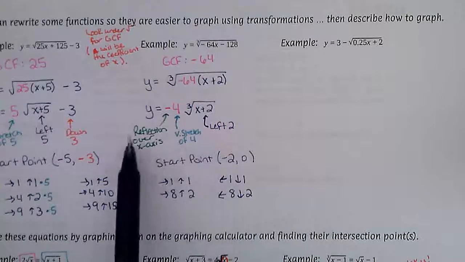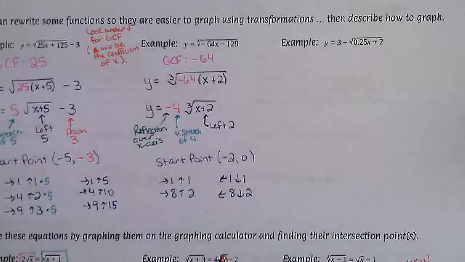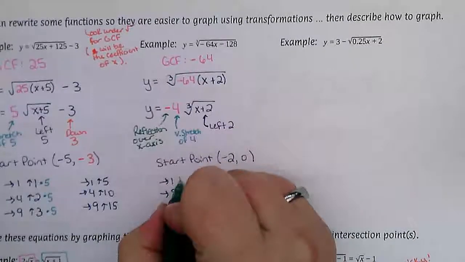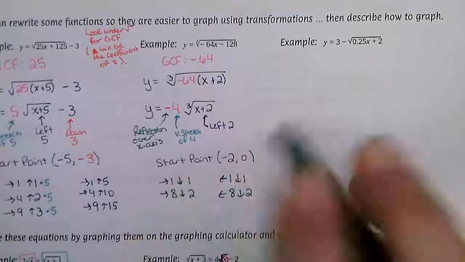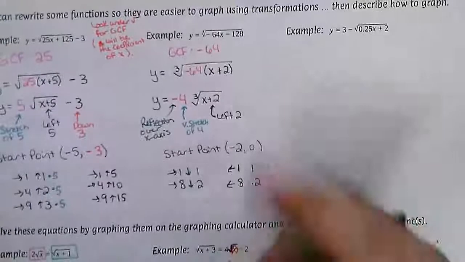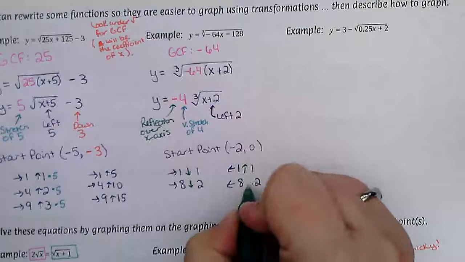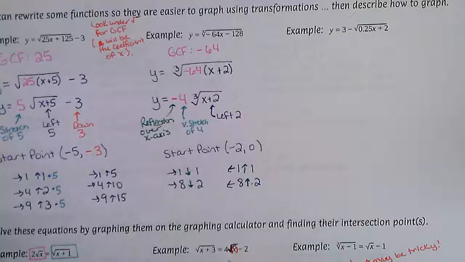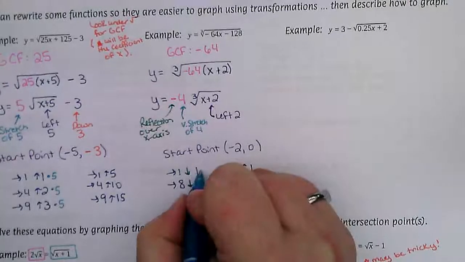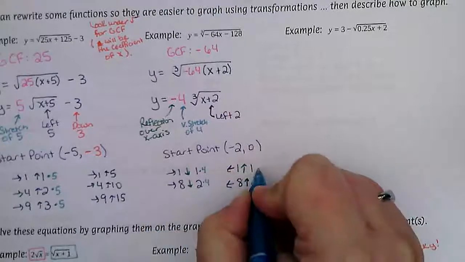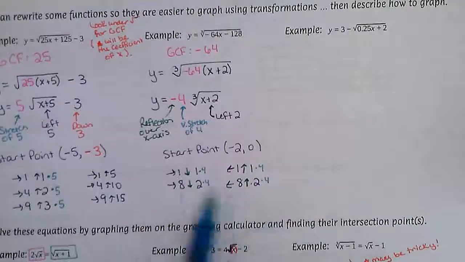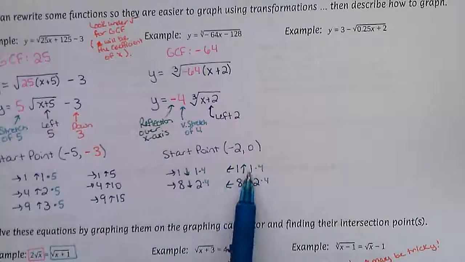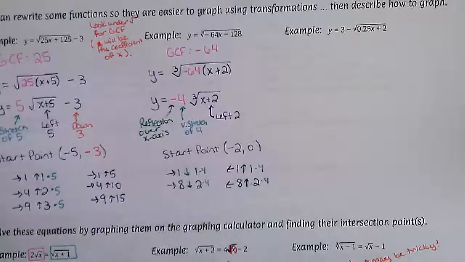So let's see what has messed with this. Well, a reflection over the x-axis, hopefully you're using pencil, takes all these ups and multiplies them by negative 1. So it flips them. So now when I go right, I'll go down, and left, I'll go up. And then what does the vertical stretch of 4 do? It multiplies my ups and downs both by 4. So I will go right 1, down 4, right 8, down 8, left 1, up 4, left 8, up 8.